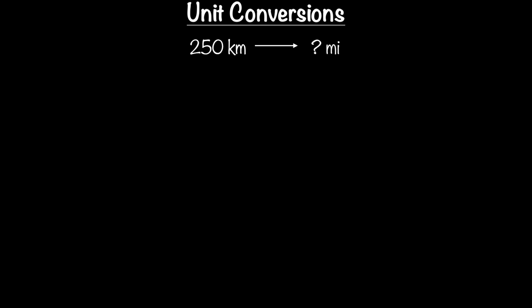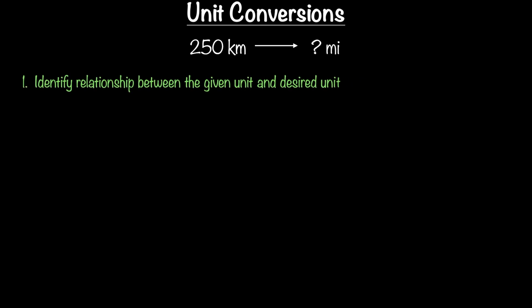All right, so let's take a look at step 1. First, we're going to have to identify a relationship between the given unit and the desired unit. Now, the given unit in this problem was kilometer, and the desired unit was mile. Right, we have to convert from kilometer into mile, so therefore what was given was the kilometers, 250, and what we desire is to find the miles.